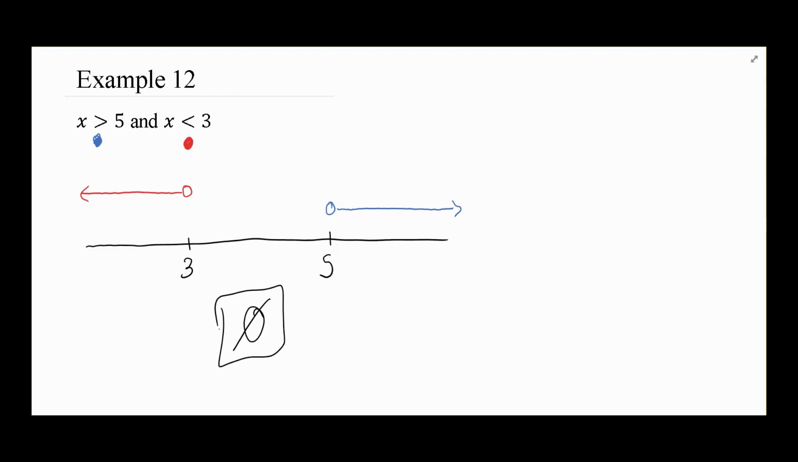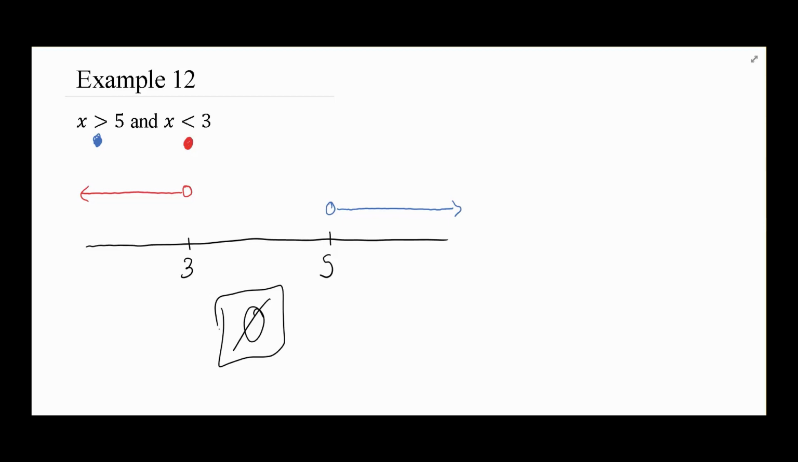Now, if we look back to the original problem, common sense tells us there's no solution. The original problem is saying, I'm looking for a number that's both bigger than 5 and smaller than 3 at the same time. There's no such number. And if we look visually at what's going on the number line, we're looking for where those two things overlap, and they don't overlap.